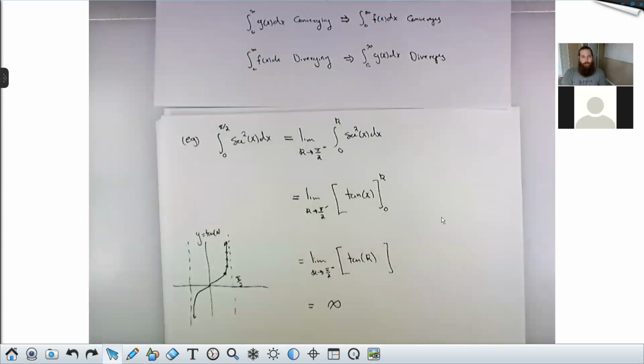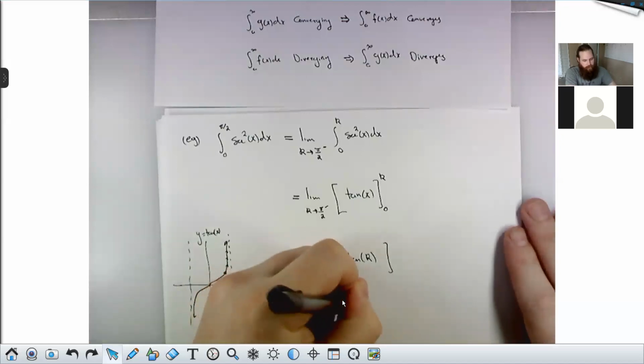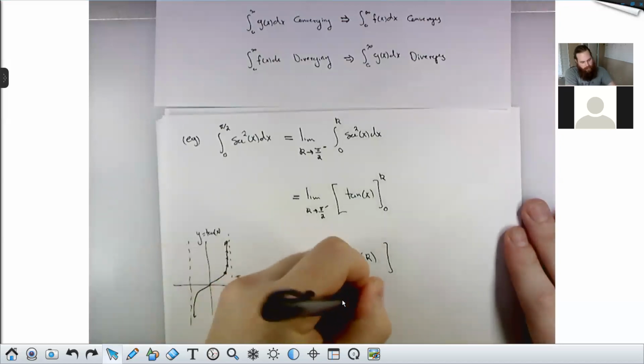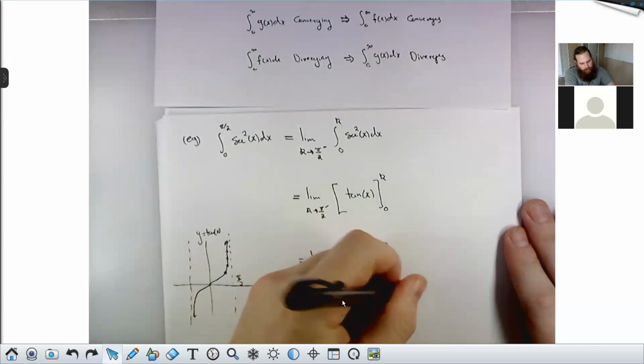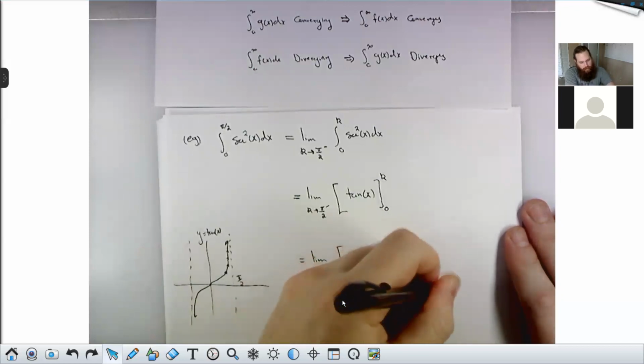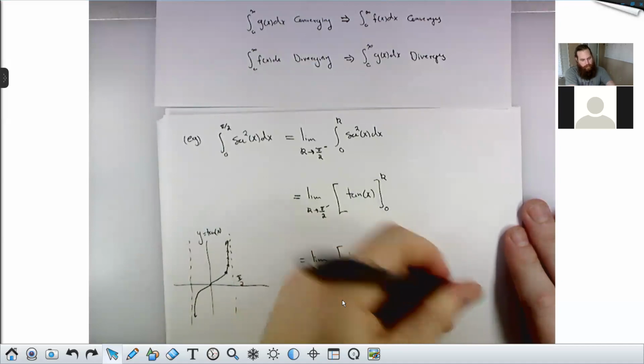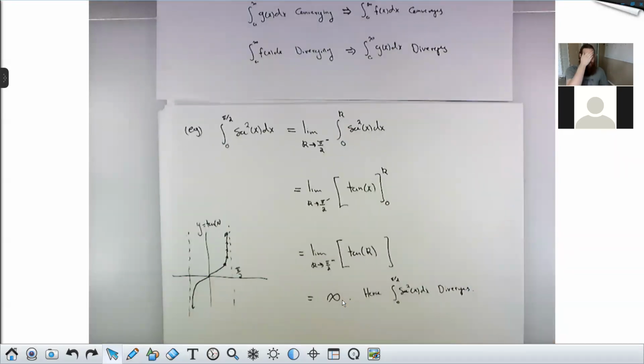So trig functions can also yield fun improper integrals. Yeah, very good. So the integral 0 to pi over 2 secant squared x dx diverges. There's plenty of other fun games we can play. I don't want to bore you.